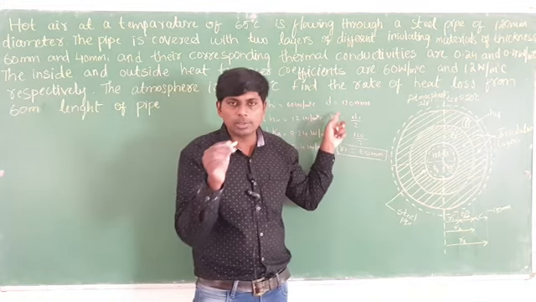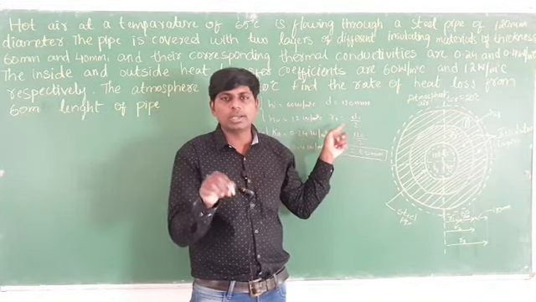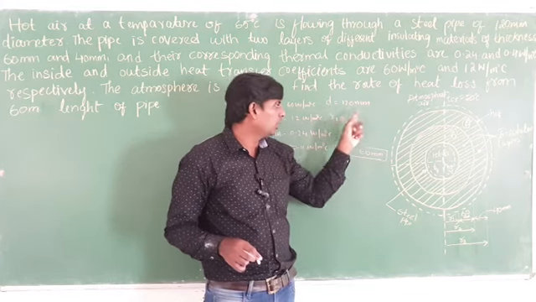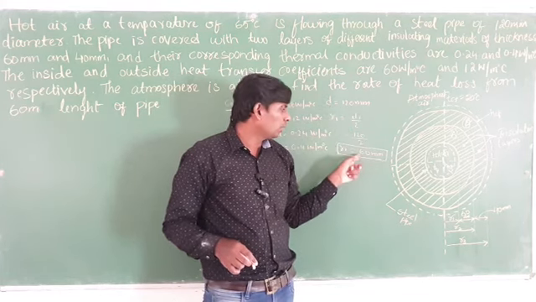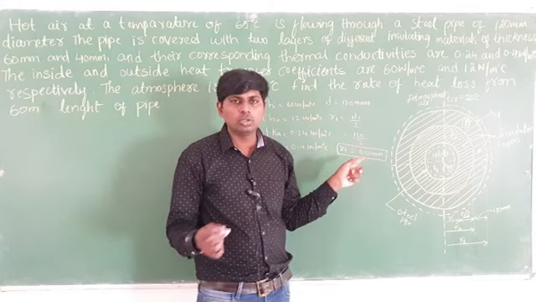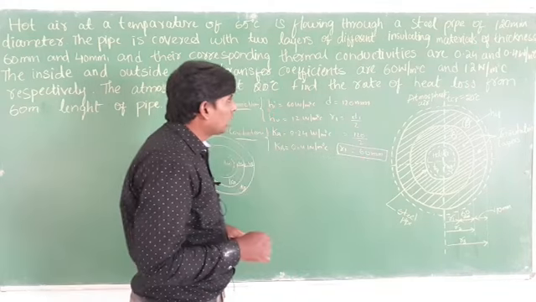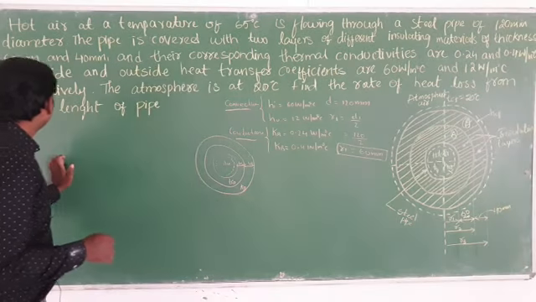How did you get the r1? The diameter of a steel pipe is given. How much is it? 120 mm. So r1 is equal to d1 by 2. Later on you can convert into meter. First try to find out the r1, r2, r3. Then after that, what is given?